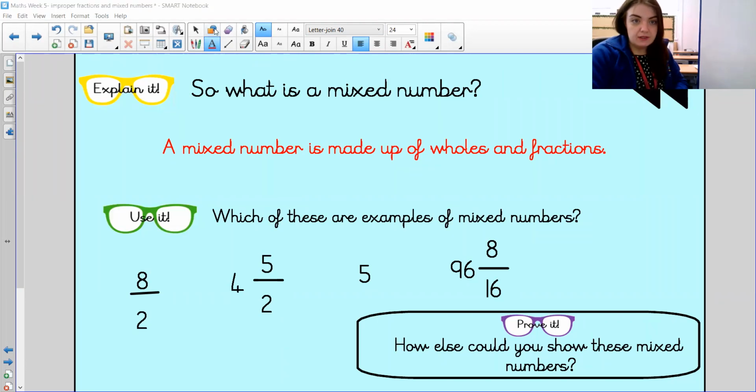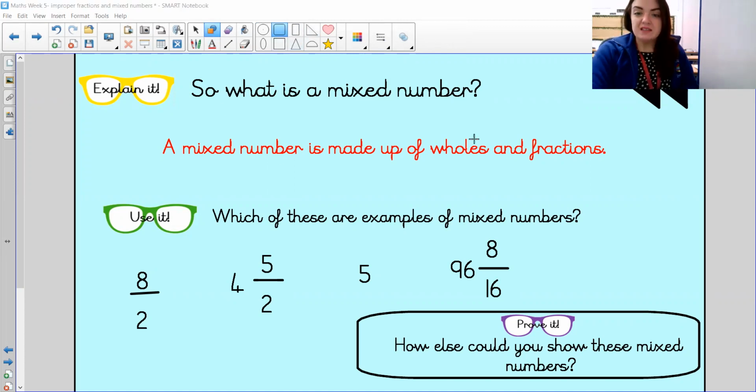So let me just get my shape. There we go. Okay, so a mixed number is made up of wholes and fractions. So I'm going to have a look at this one. Now, this one, I've got a numerator and a denominator. So it says that a mixed number is wholes and fractions. I can only really see a fraction there. I can't see any wholes in that number. Okay, so this one here, I've got 4 and 5 halves.